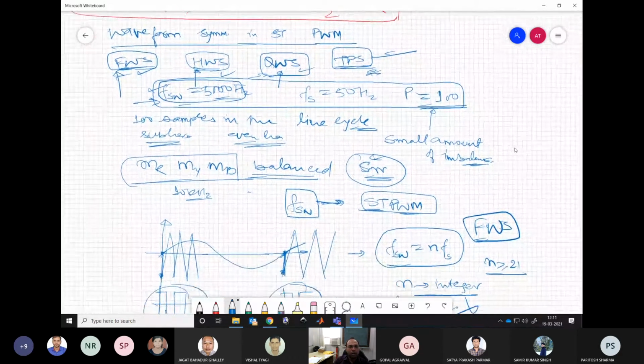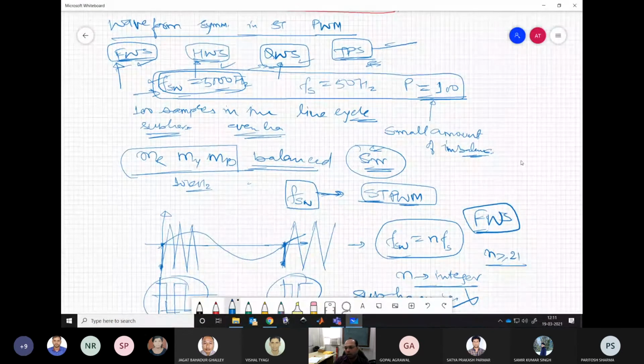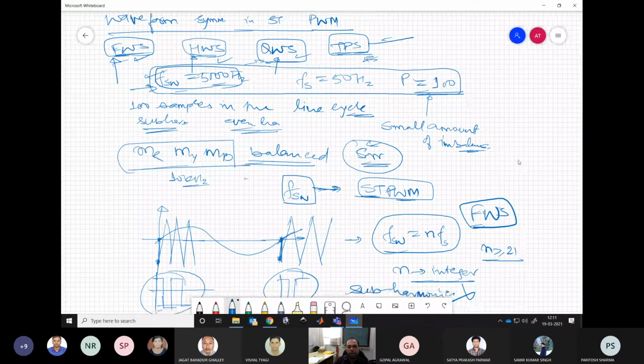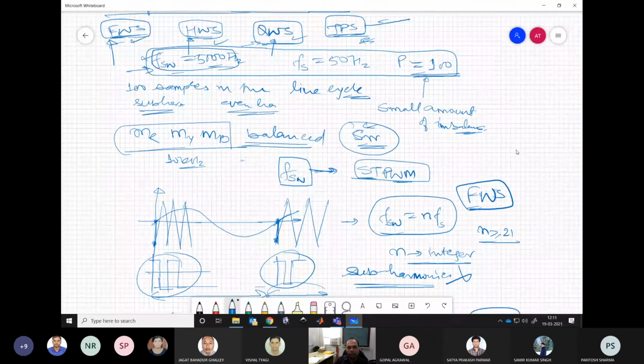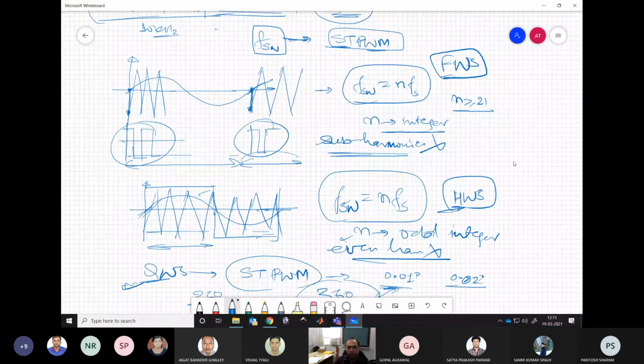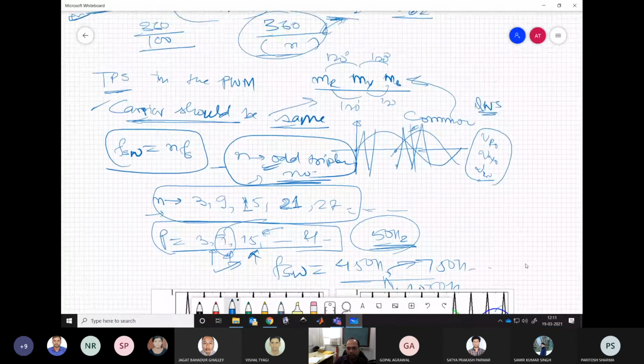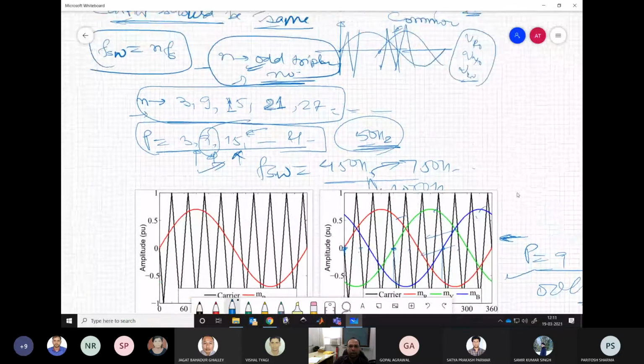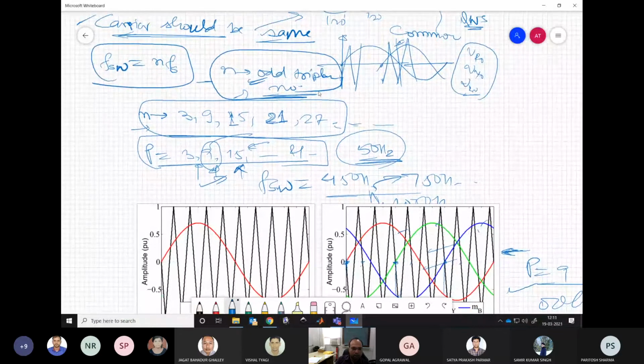Then we have seen how we can maintain the symmetries in the waveform for sine triangle PWM. Basically there are 4 symmetries: full wave symmetry, half wave symmetry, quarter wave symmetry, and 3-phase symmetry. So how do we maintain them? We have seen different cases, and ultimately we figured out that for sine triangle PWM, if we wish to maintain all the symmetries, our pulse number must be an odd triplet number. So 3, 9, 15, 21, all these are good numbers. And then the corresponding switching frequency: if we have a fundamental frequency of 50 Hertz, then FSW would be 150 Hertz, or 450 Hertz, or 750 Hertz, and so on.